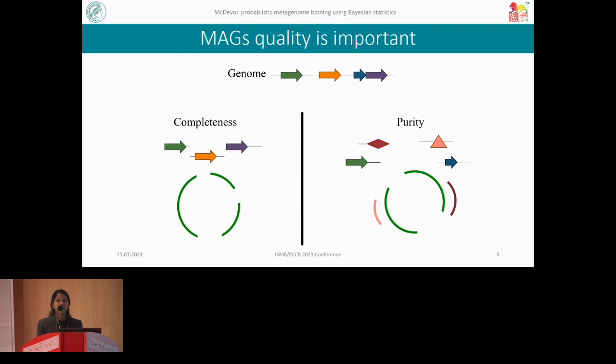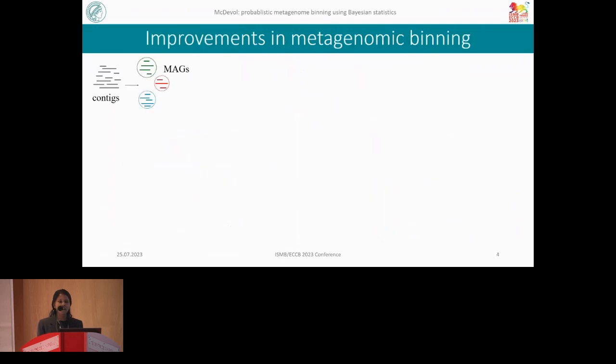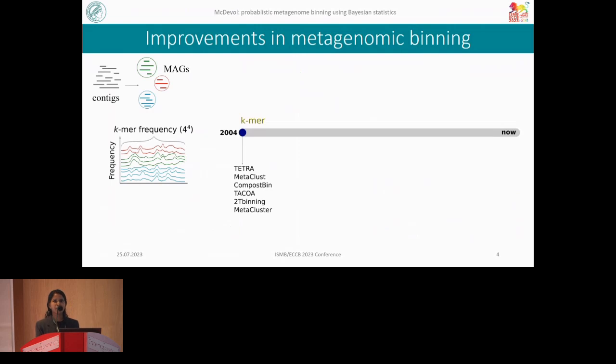In computational pipelines, binning constantly evolves with time, starting from 2004, where k-mer information was first used to bin contigs, and many methods were developed during that time to improve binning based on k-mer frequency. Later, people realized that contig abundance, which is the number of reads aligned to the contig, can improve the binning.